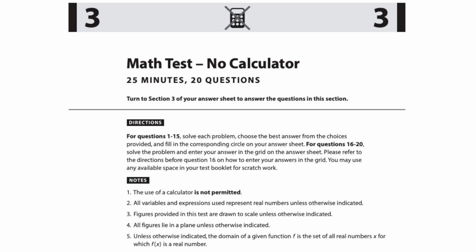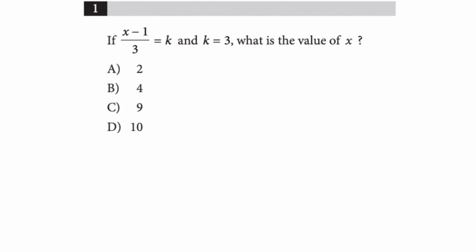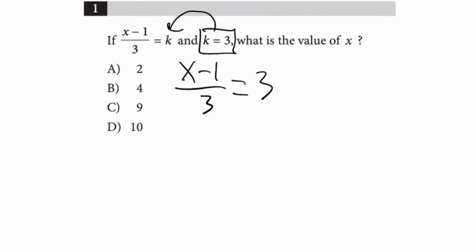Anyway, let's get started. For number 1, if x minus 1 all over 3 equals k, and k equals 3, what is the value of x? Well, the first thing I'm going to do is rewrite x minus 1 over 3, and then equals, what I'm going to do is take this k equals 3 and plug it in here, so I get all of this equals 3.